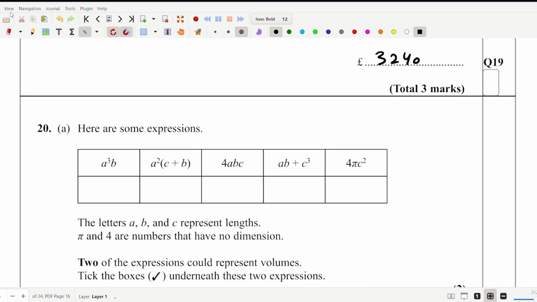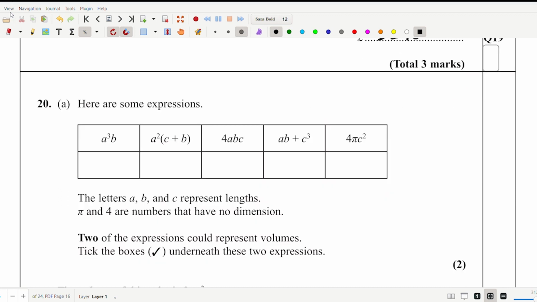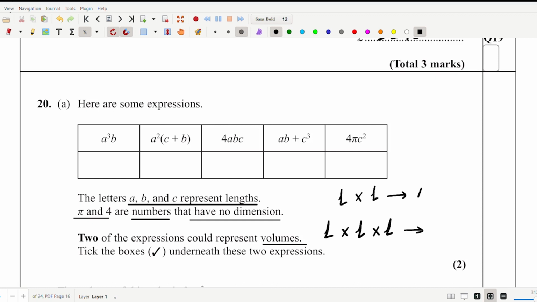Here are some expressions: a cubed b, a squared times, between two brackets, c plus b, ab times b times c, a times b plus c cubed, 4 times pi times c squared. The letters a, b, and c represent lengths. Pi and 4 are numbers that have no dimension. Two of these expressions could represent volumes. Solve volumes to find it. It's length times length times length. This is volume, and length times length will give us area.